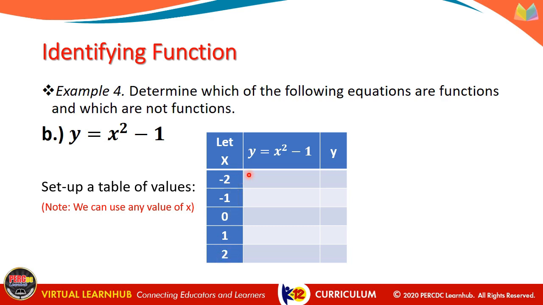Substituting -2 to x will give us y equals (-2) squared minus 1, which is equal to 3. Substituting -1 to x will give us y equals (-1) squared minus 1, which is equal to 0. Substituting 0 to x will give us y equals 0 squared minus 1, which is equal to -1. Substituting 1 to x will give us y equals 1 squared minus 1, which is equal to 0. And substituting 2 to x will give us y equals 2 squared minus 1 equals 3.